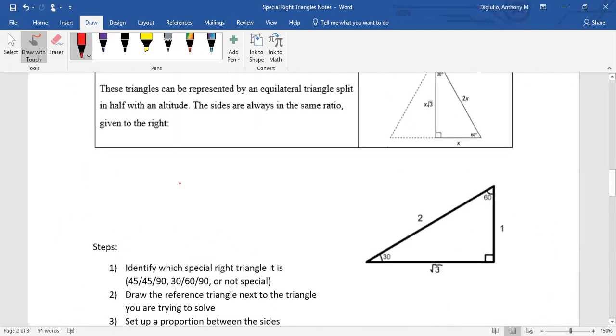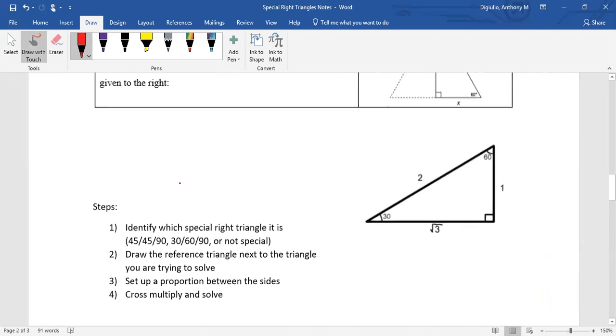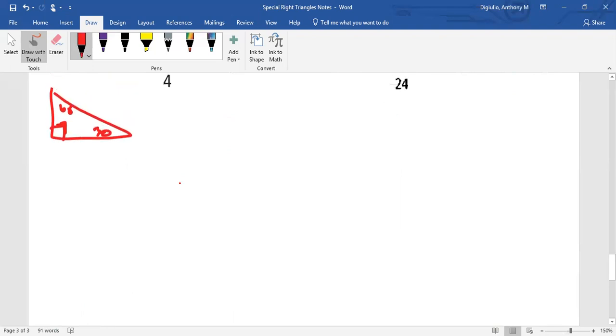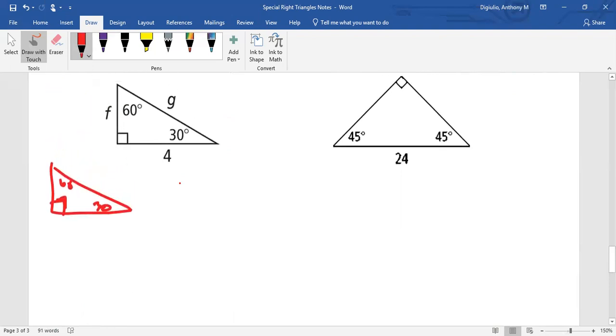Oh, right, the 1 is across from 30, and the root 3 is across from the 60. Okay, so we've got the 1 across from the 30, the root 3 across from the 60, and then we've got this 2 across from the 90. Now I can go ahead, set up my proportions, and solve this.